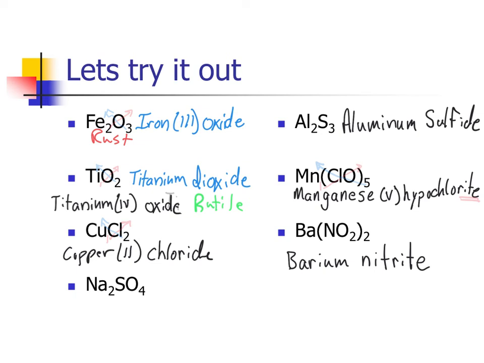The next one, we have 3 capital letters. There's our indication that we have a polyatomic ion. Sodium, or Na, is not a transition metal, so no reverse crisscross needed, and therefore it would be just sodium sulfate.